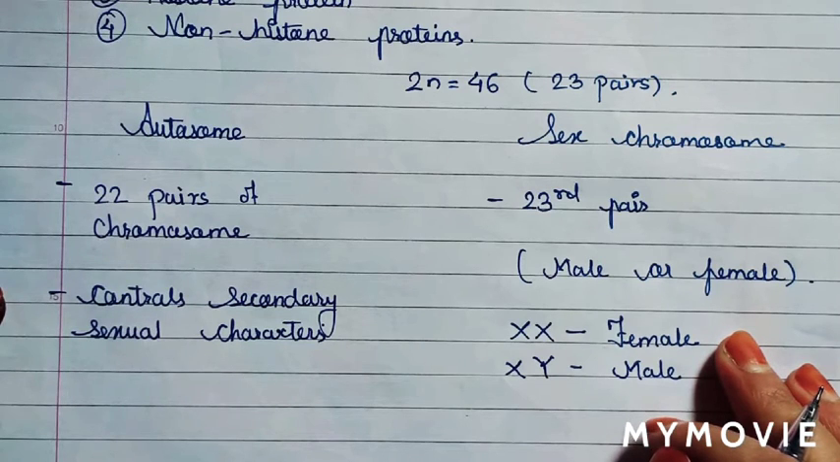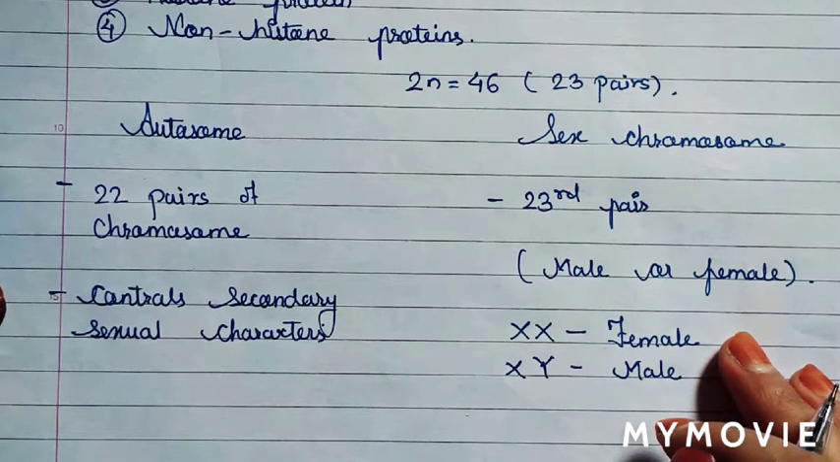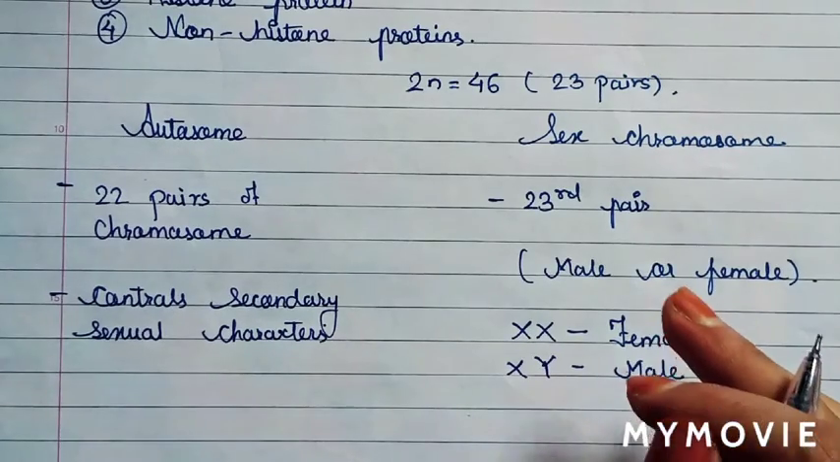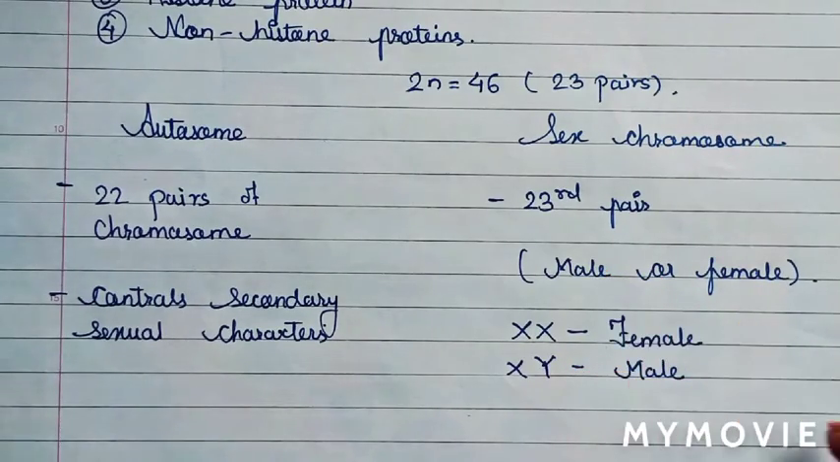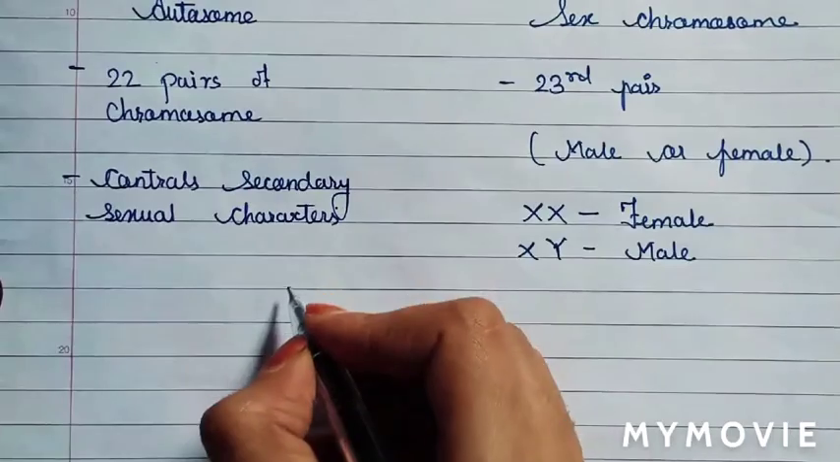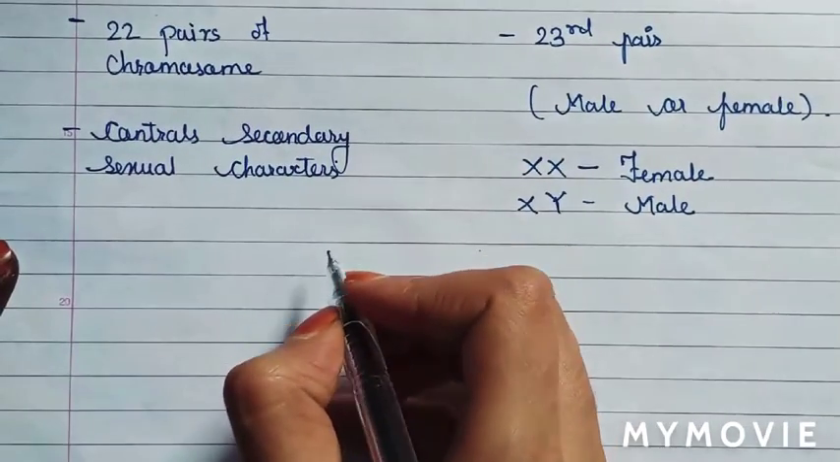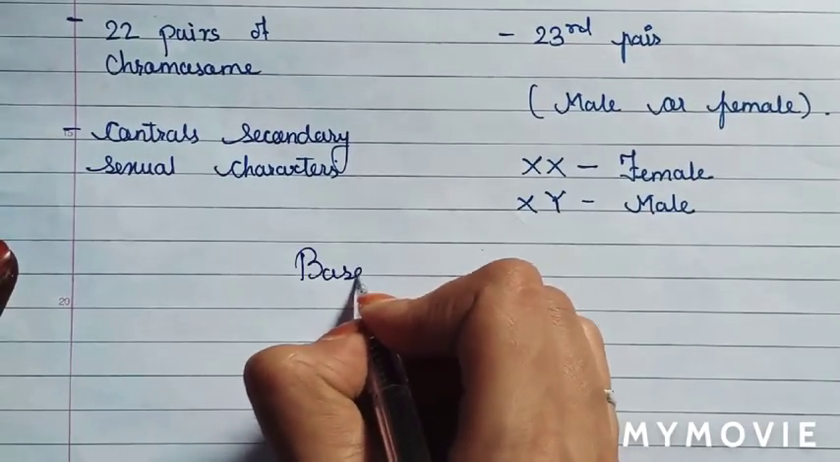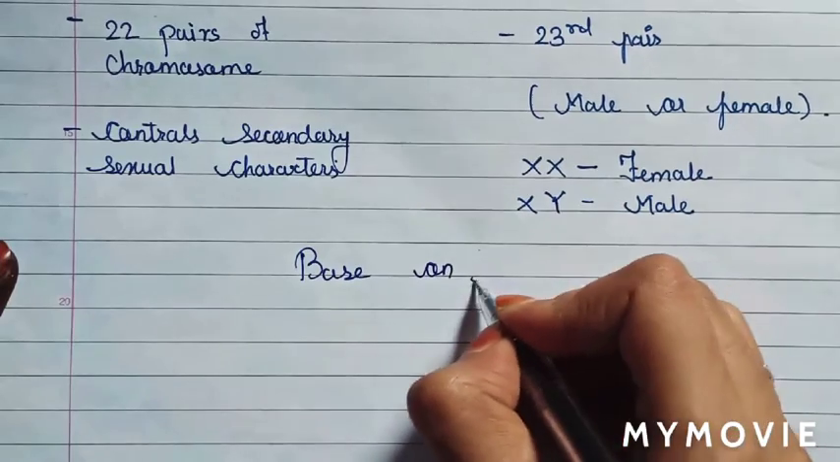Now we are going to talk about heterochromatin and euchromatin. These chromosomes are based on the staining. So based on staining, we will write here: based on staining.